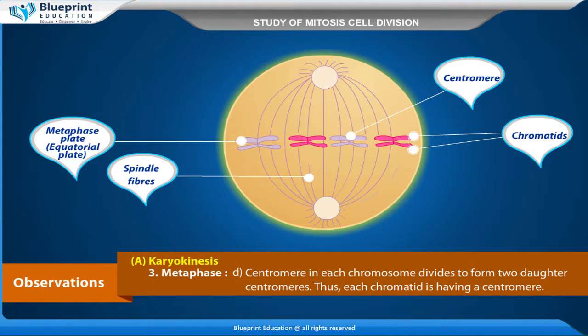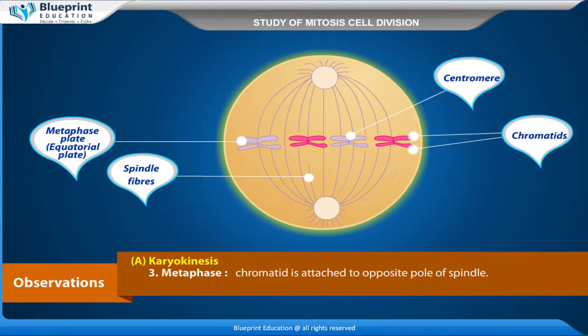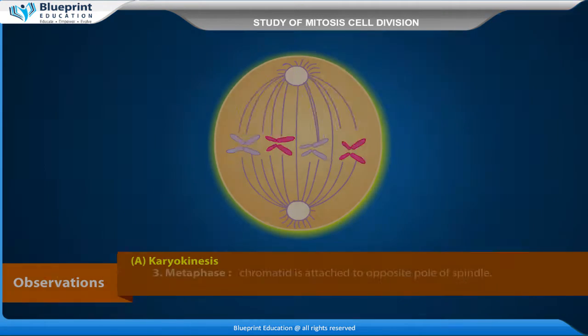The centromere in each chromosome divides to form two daughter centromeres. Thus, each chromatid has a centromere. Out of two chromatids, one is attached to one pole of the spindle by spindle fibers at the centromere region, while the other chromatid is attached to the opposite pole of the spindle.